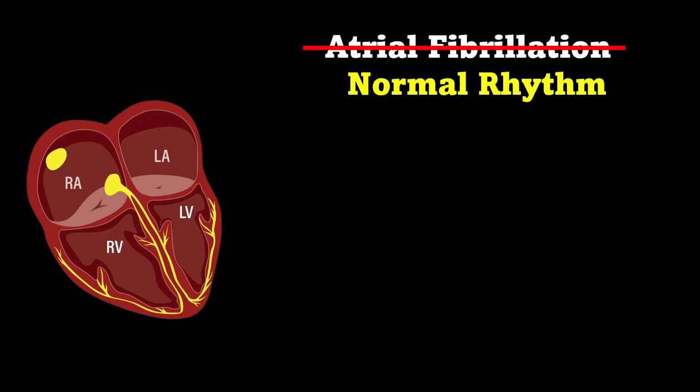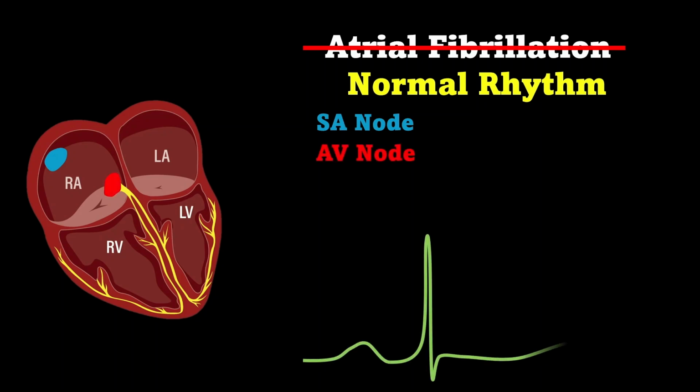Under normal circumstances, the heart's rhythm is controlled by our sinoatrial node, or SA node for short, which generates a regular impulse that spreads throughout our atria, leading to a symmetrical atrial contraction. It then travels to our AV node, which then allows it to pass to our ventricles.